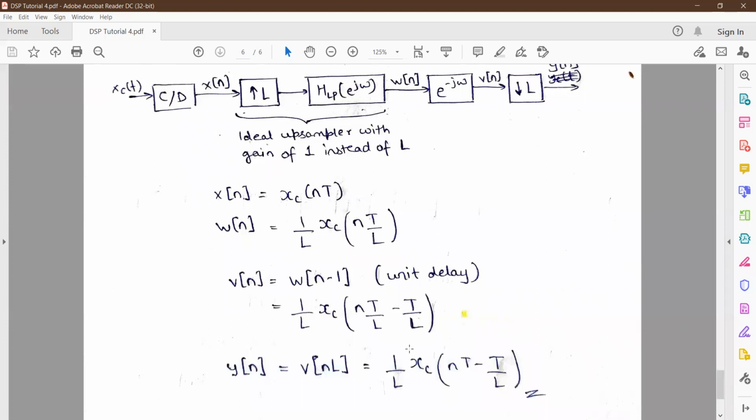So it's basically the input signal that is sampled with something like this. There is a sample, there is a delay, and there is also some amplitude scaling. So with that, we come to the end of tutorial 4. Thank you.